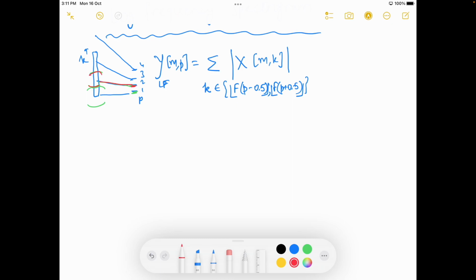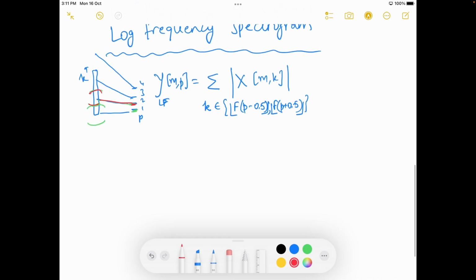P has to be an integer. P minus 0.5 will not be an integer. But still we can compute f of p minus 0.5, right? And then we take the round of it to find my k, right? Because k has to be an integer. And then we take the next p, then again from half range to half range, we take all this and bin it. All right, is this concept clear?